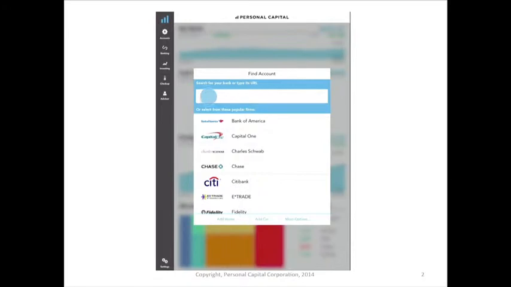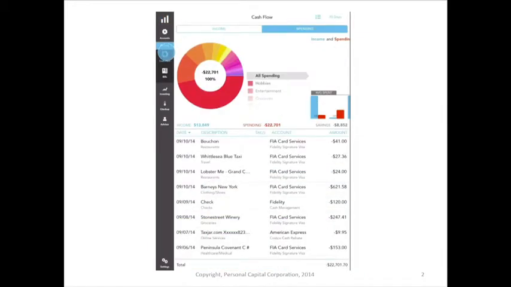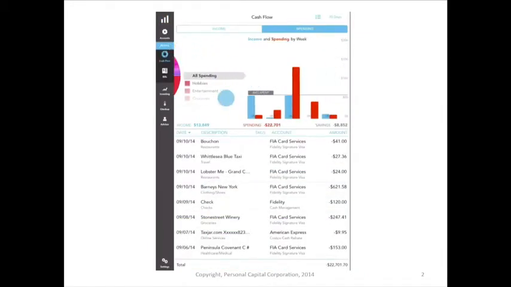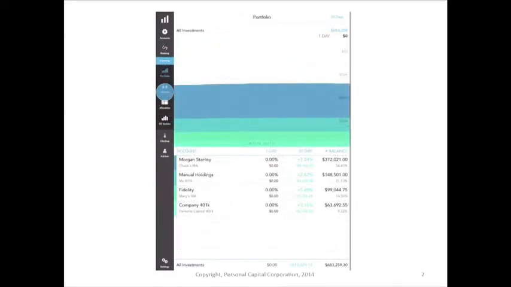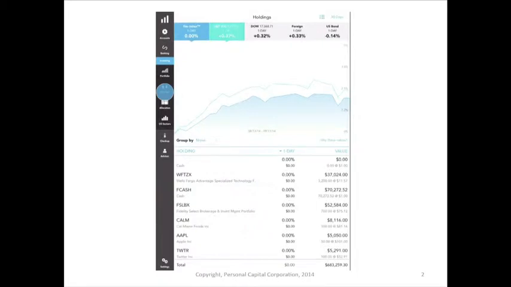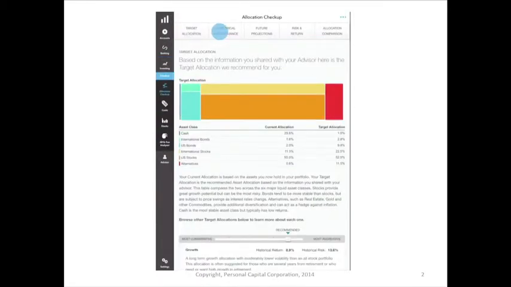PersonalCapital is a digital wealth management firm. We're here today to share with you some of our secret sauce, and we'll start with a little review of how our app works. Users start by linking all of their financial accounts, banking, credit card, brokerage, and get a complete picture of their net worth. They can monitor their spending and income, and they can track investments, including balances and performance, and get a portfolio checkup, and even a free consultation with a certified financial advisor.